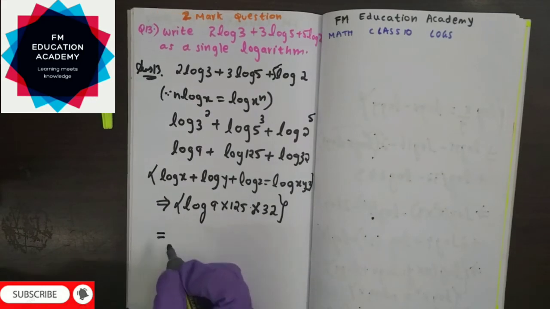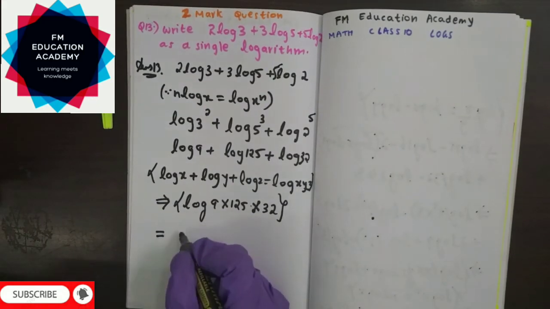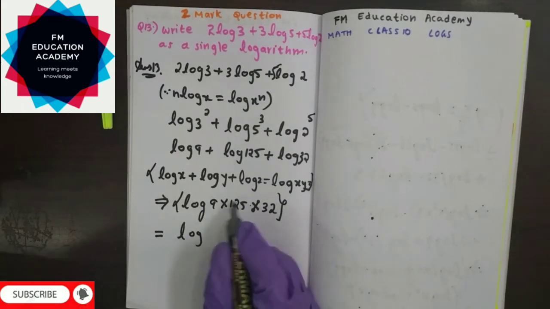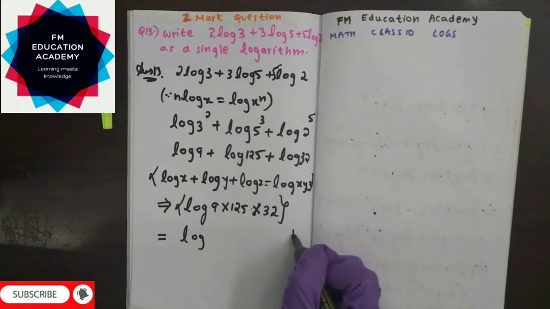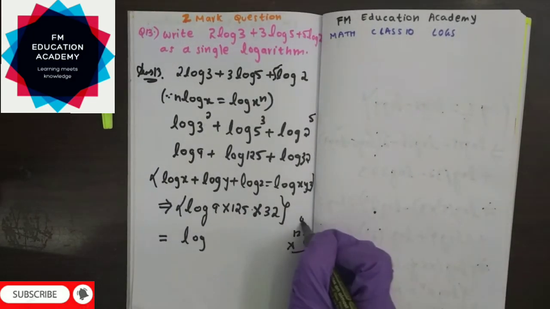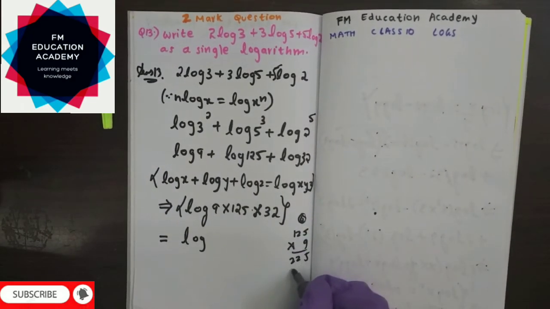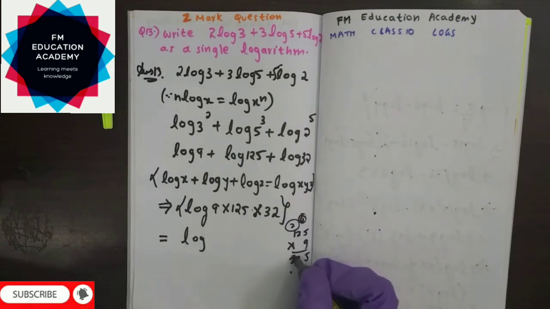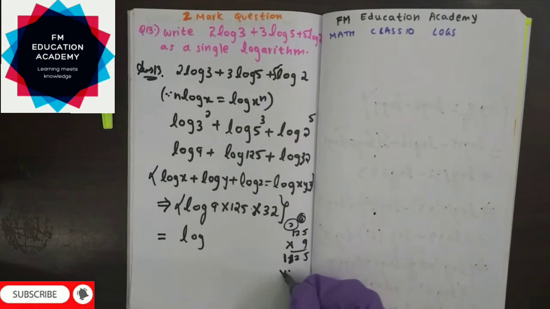Now we can expand this as multiply 125 into 9. 9 5s are 45, 9 2s are 18, 18 plus 4 is 22. 9 1s are 9, 9 plus 2 is 11. We are getting 1125.